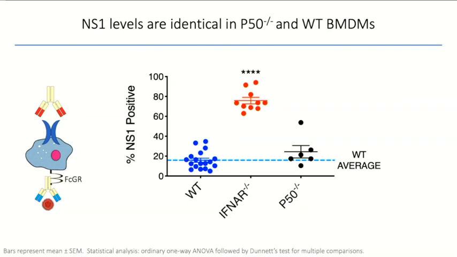Briefly, I should outline that for these experiments, wild-type and IFNA-deficient macrophages were infected as intra-assay controls whenever knockout cells were infected. I'll present the pooled control data as a reference for NS1 staining, as well as the data for my knockouts of interest. Here, we can see that there was no difference in NS1 staining between P50 knockout cells and wild-type bone marrow-derived macrophages.